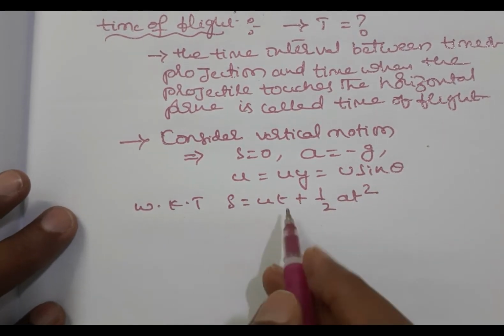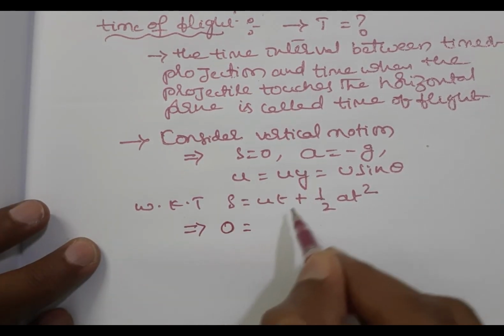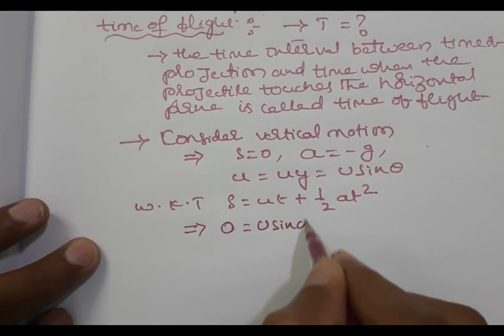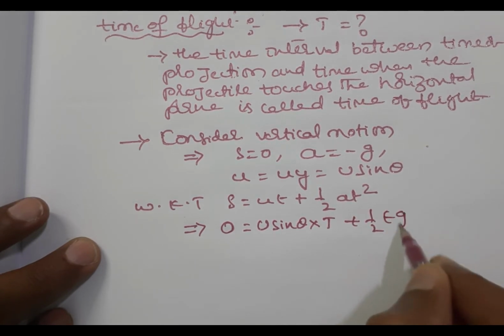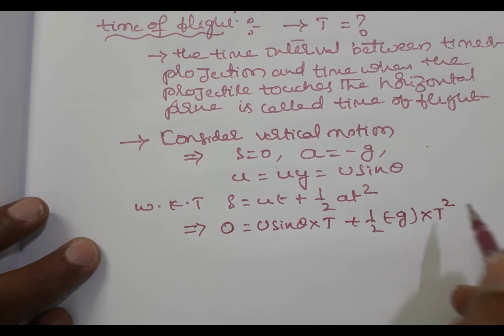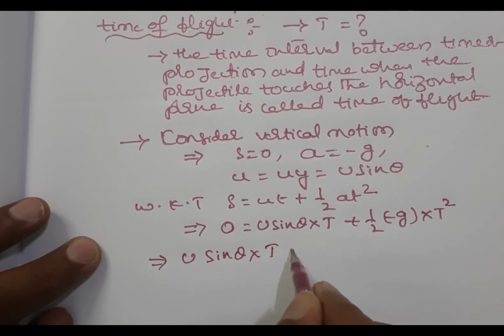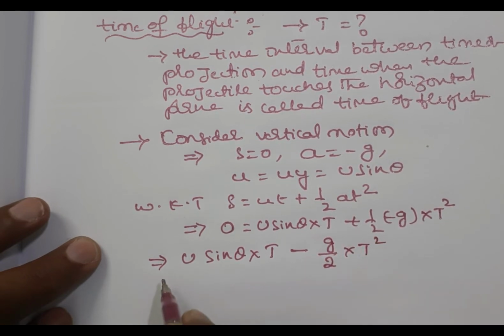We know the second equation of motion, so substitute all these in this equation. s is 0, u is the vertical component of initial velocity, u sin theta, t is the time of flight capital T, plus 1 by 2, a is minus g, acceleration due to gravity, and t square is capital T square. So this implies u sin theta into capital T plus, into minus, 1 by 2 into g, that is g by 2 into capital T square, equals 0.